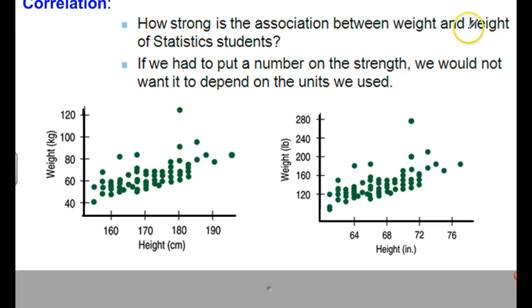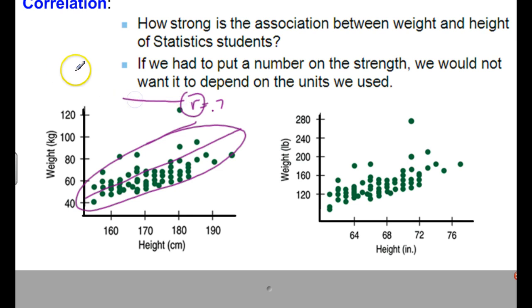Correlation: how strong is it between weight? If we had to put a number on this, you can look at the strength of this, how strong is it. It's definitely positive, maybe 0.7 or something like that for your R value. I haven't mentioned this yet, but this has a name. It's called the correlation coefficient.